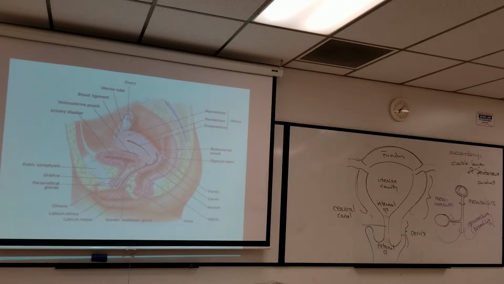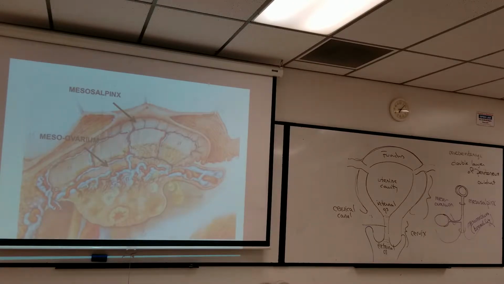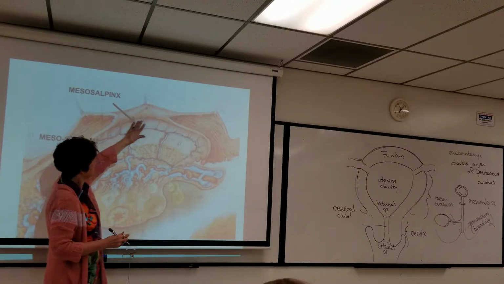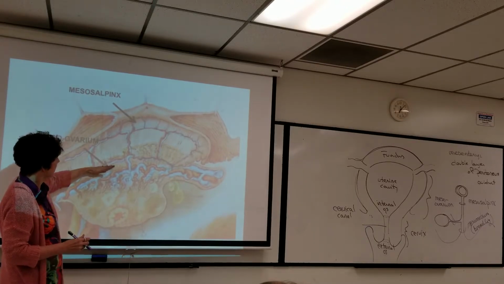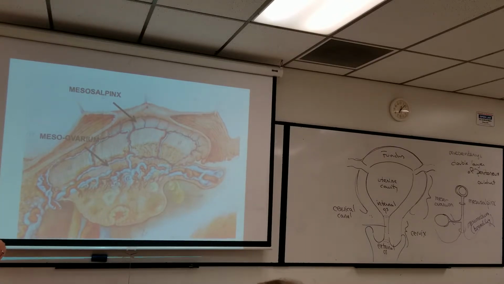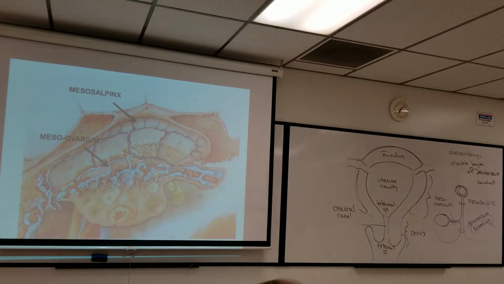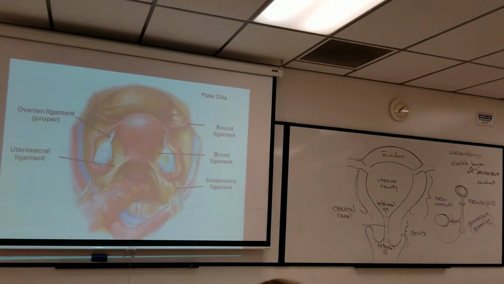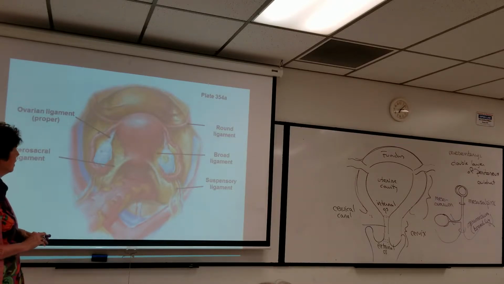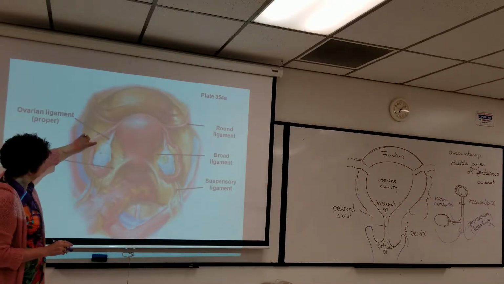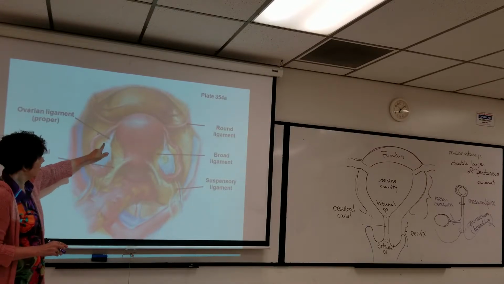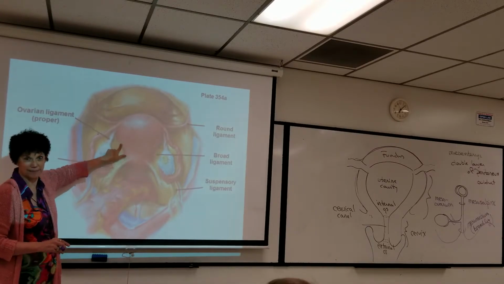So if we look at, this is from a chart that we use at Sac State, blown up a lot. So again, mesosalpinx at right angles, hard to find. We do see it a little bit on our plasticized model, mesoovarium. Okay. So this is Netter's diagram. I think I showed it to you for the ovarian ligament and the suspensory ligament. So again, mesosalpinx right along here, mesoovarium, and all of this is mesometrium.